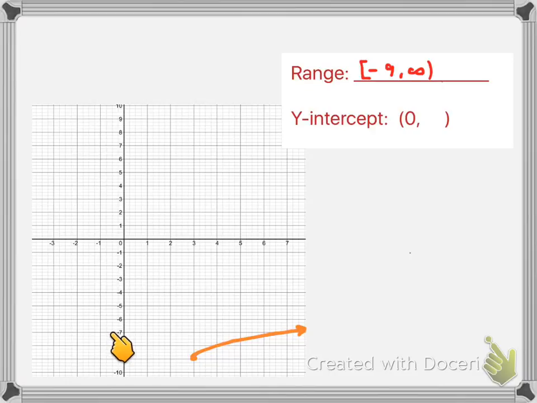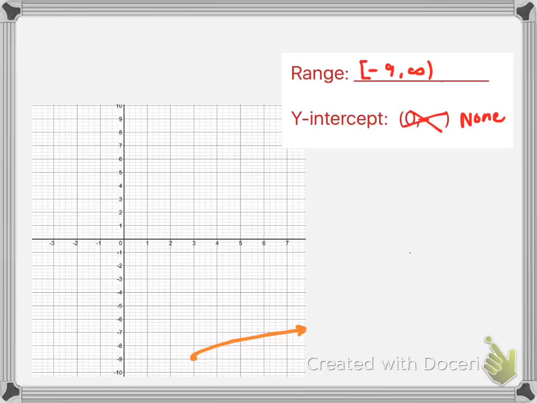Now, your y-intercept. That's where it touches the y-axis. Clearly, this thing doesn't even start until way over here, so it doesn't even have one. So I'm going to write none.